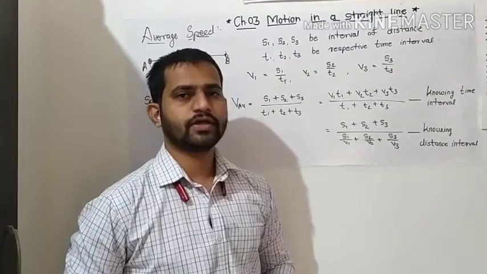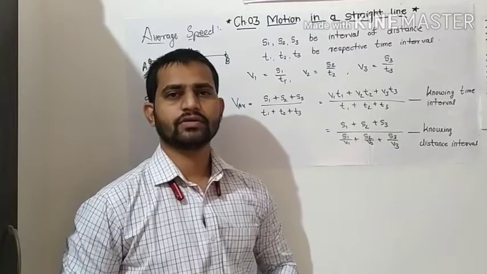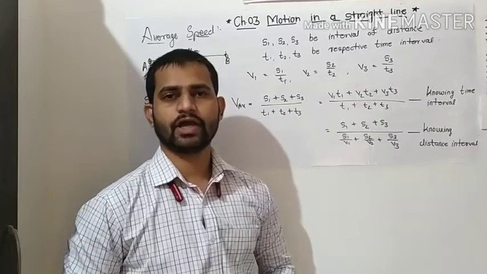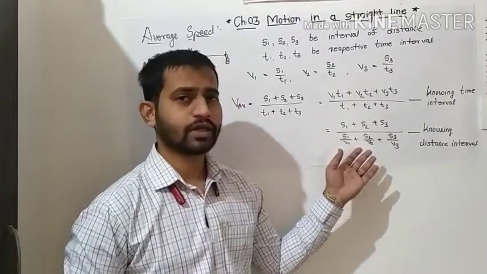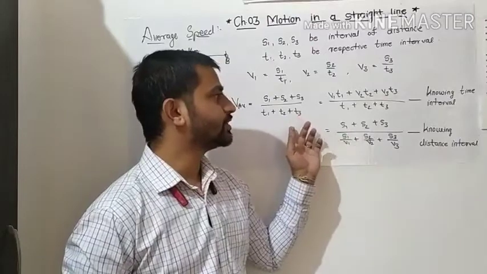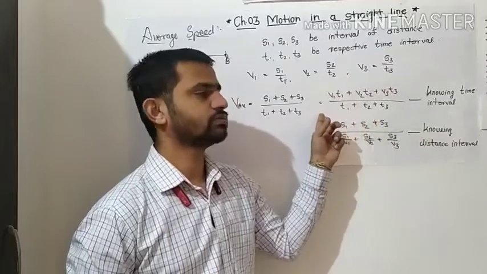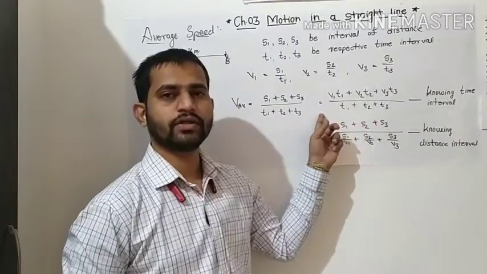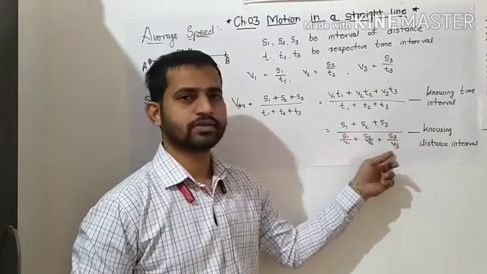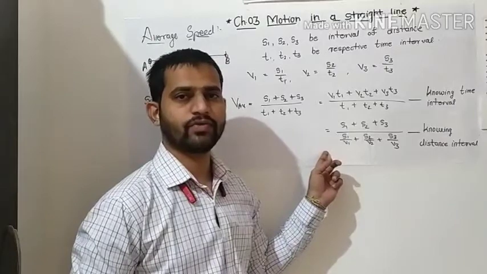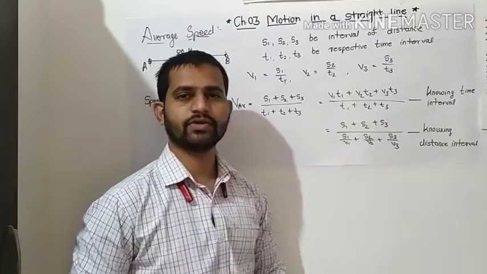In the numerical parts, there are specifically two types of numericals. In the first case, there may be some equal time intervals. Then in that case, we have to convert this equation into the form of this. And when we have a problem with equal small distances, then we have to convert our equation into this form. Okay, so let us see one example on this.